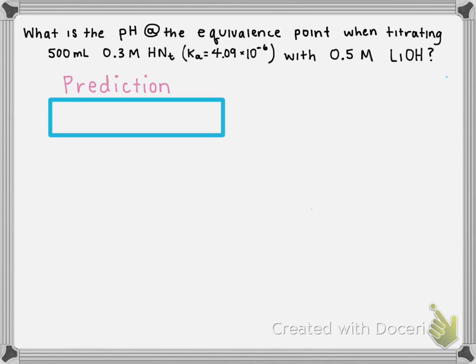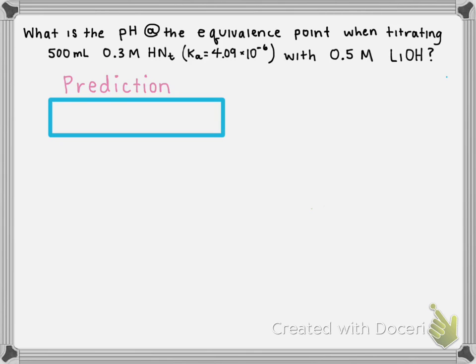Okay, and so now we have kind of like the boss fight of acid-base chemistry problems. These ones use all of the skills we've used so far to figure out what the pH is at the equivalence point when titrating something weak with something strong. So here we have a titrant, our analyte is this weak acid HNT. It's made of acid. It's using our favorite element of titanium. We have a Ka of 4.09 times 10 to the negative 6. And we're going to titrate that with lithium hydroxide.